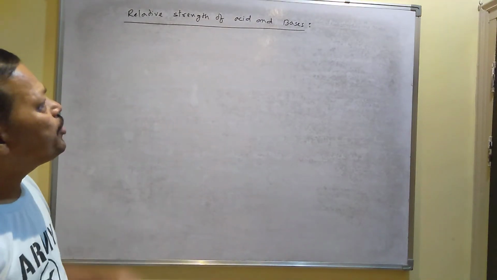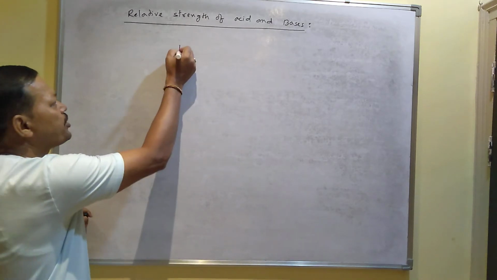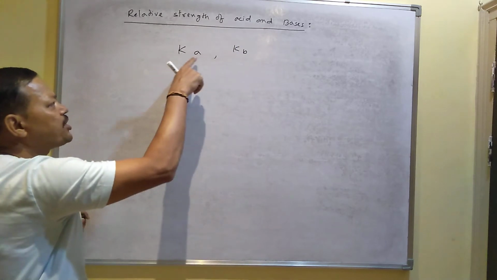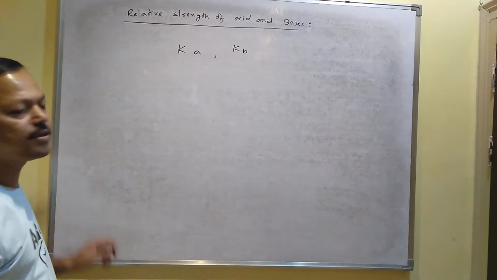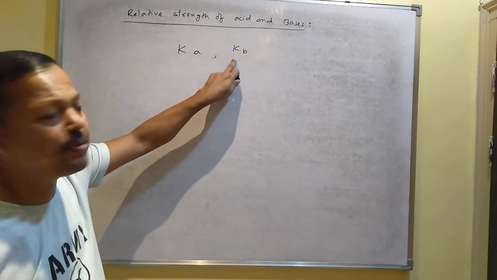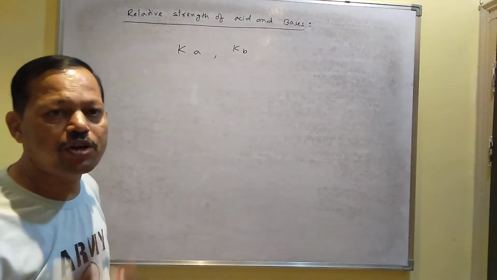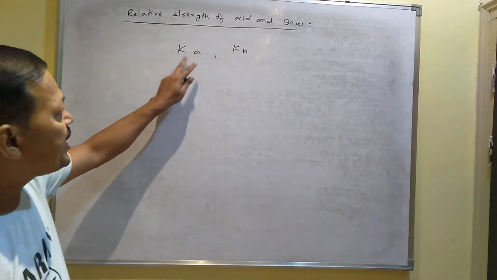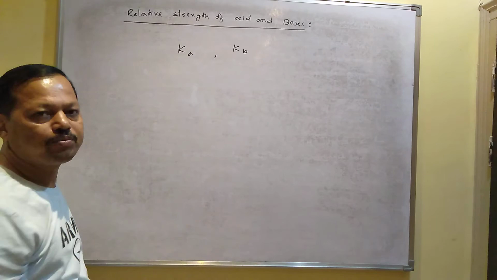Secondly, to find out the relative strength of acids and bases, it depends on a value called Ka or Kb. This is called the dissociation constant of acid, and this is called the dissociation constant of base. In case of acid, you use the Ka constant, and in case of base, you use the Kb constant, which is called the dissociation constant of base. Already you have got this in Ostwald dilution law. From this Ka and Kb value, you can find out the relative strength.